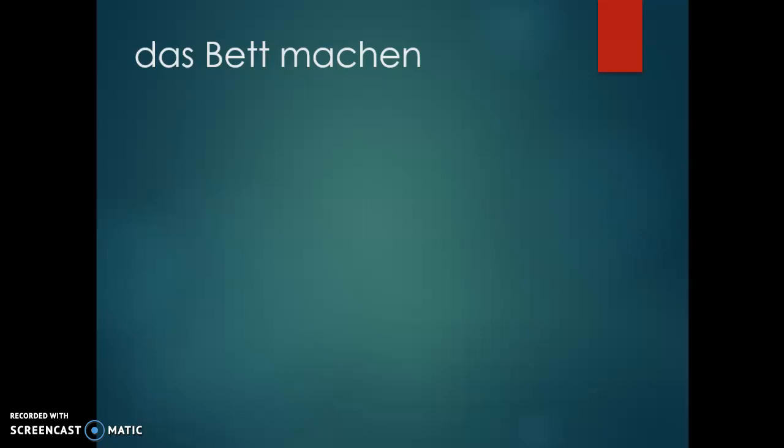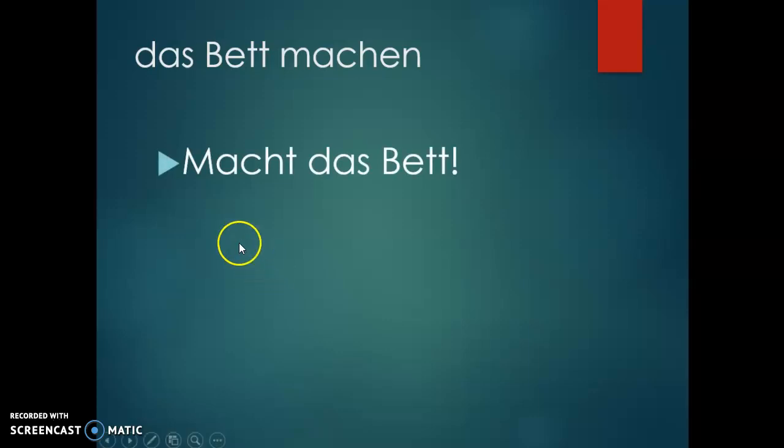Okay, I think we want our verb first. We take off that en and we're going to put on a t, which gives us the command: Macht das Bett. So we have our verb first, and since it's the ihr form, we put a t at the end. If this were the du form, we just wouldn't put the t. But because it's the ihr form, we did put that.